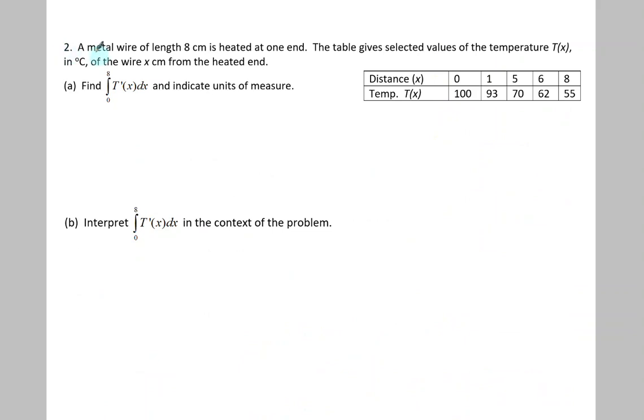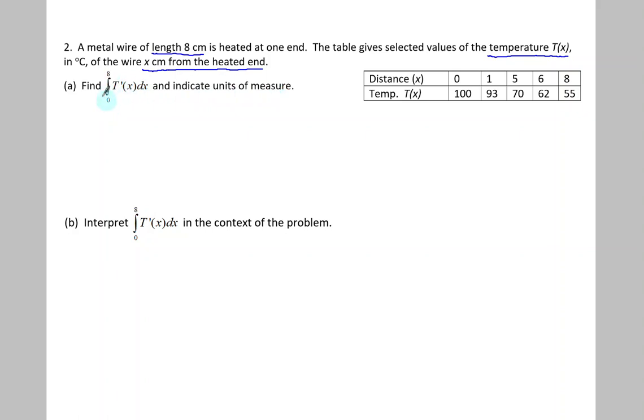Number 2, a metal wire of length 8 centimeters is heated at one end. The table gives selected values of the temperature T of x in degrees Celsius of the wire x centimeters from the heated end. Part A, find the integral from 0 to 8 of T prime of x dx and indicate units of measure.